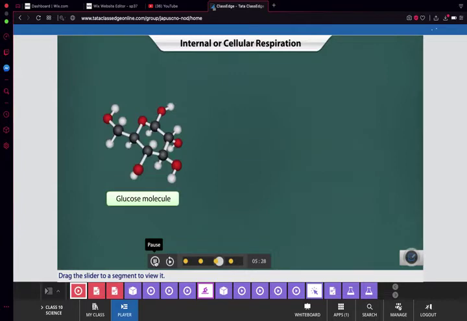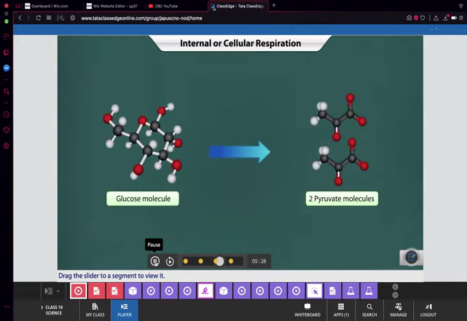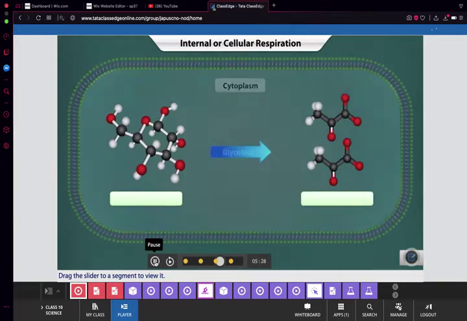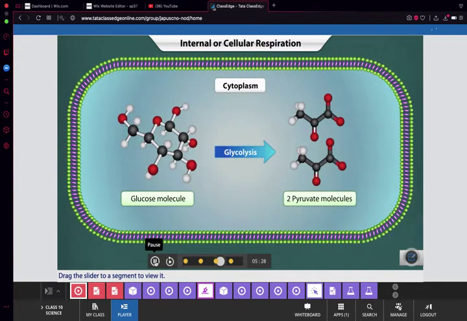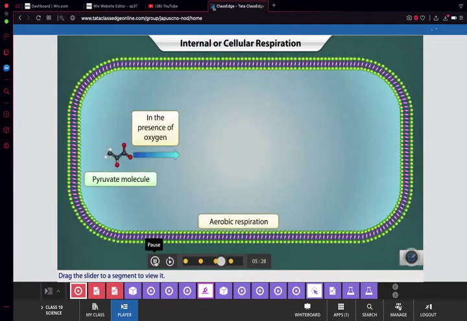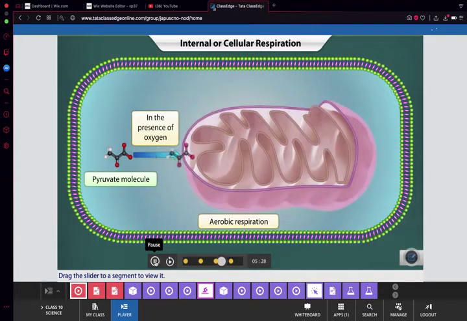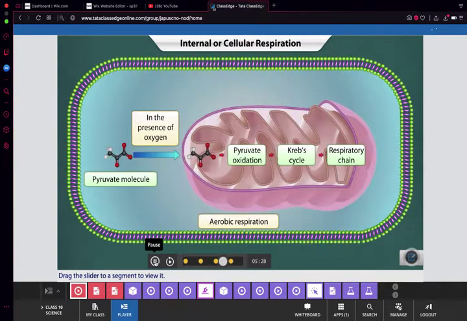First, a glucose molecule is broken down into two molecules of pyruvate. This process is called glycolysis and occurs in the cytoplasm of the cell. What happens next to the pyruvate molecules depends on the availability of oxygen. In the presence of oxygen, the pyruvate molecules enter the mitochondria and each molecule is completely oxidized into carbon dioxide and water in 3 steps: pyruvate oxidation, Krebs cycle, and respiratory chain.